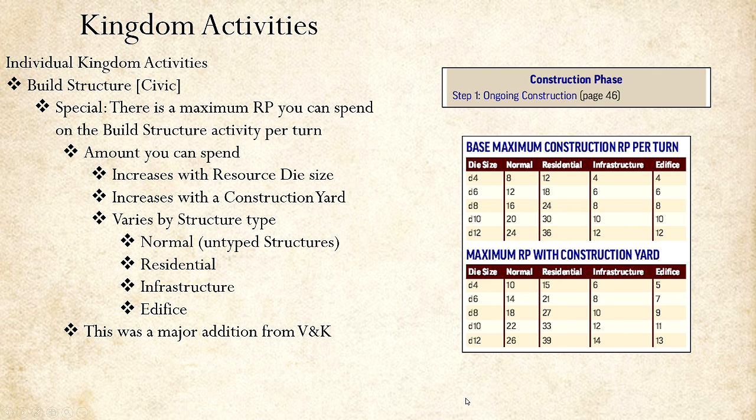Or I should say the limits are lower. This is a major rules change from Vance and Kerenshara. The idea here is residential buildings are typically less complicated to build than things like alchemy labs or something like that. So you can typically spend more to build them. Infrastructure improvements typically get built more slowly, as do edifice buildings, which are things like palaces and castles, which take a long time to build because they have to be done very carefully.